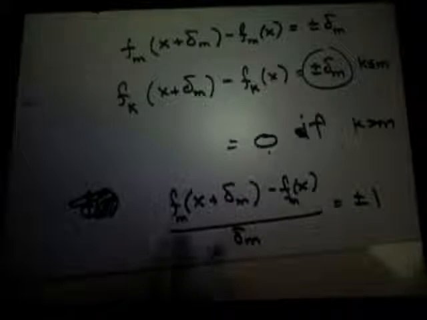That is if this is the basic m, and then we can write the same thing for k. So f sub k of x plus delta m minus f sub k of x, over delta m, is plus or minus 1 if k is less than or equal to m, and 0 if k is greater. But that looks kind of like a derivative expression, doesn't it?